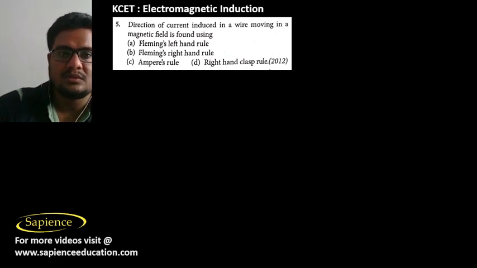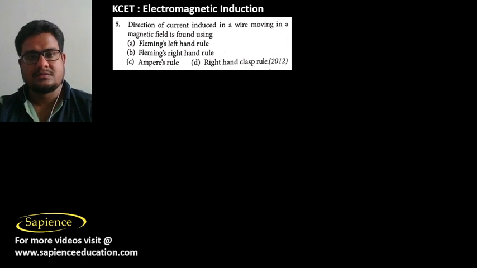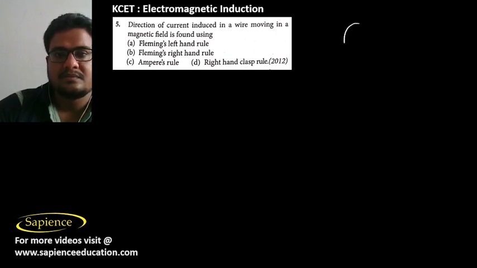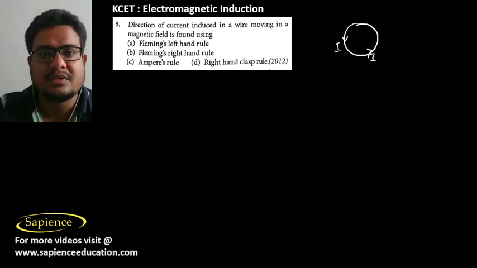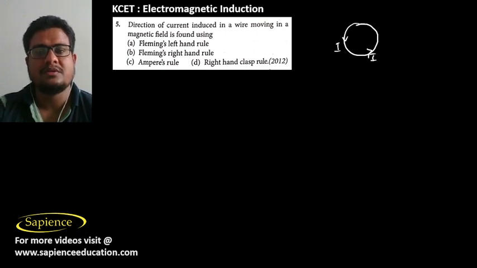Question number 5. It is told the direction of current induced in a wire moving in a magnetic field is found using... The direction of current induced in a wire moving in a magnetic field is found using Fleming's left hand rule or Fleming's right hand rule.